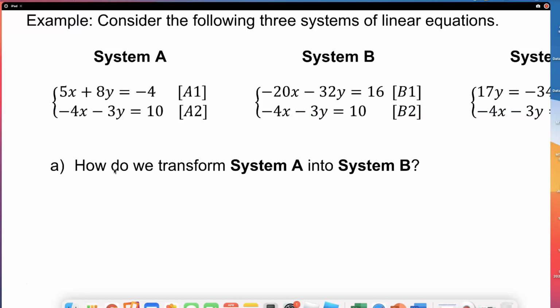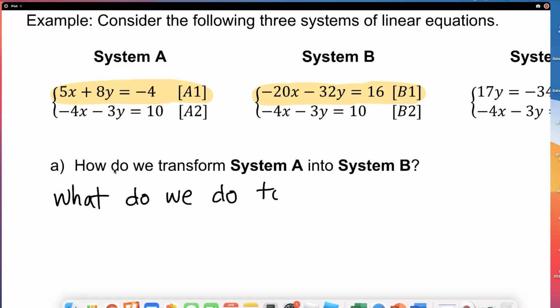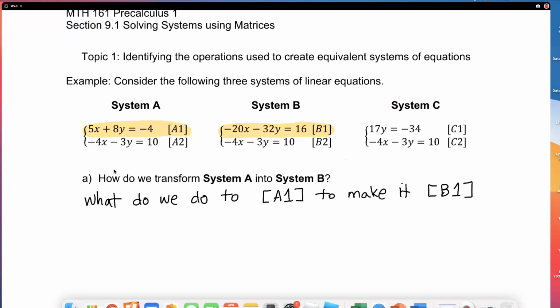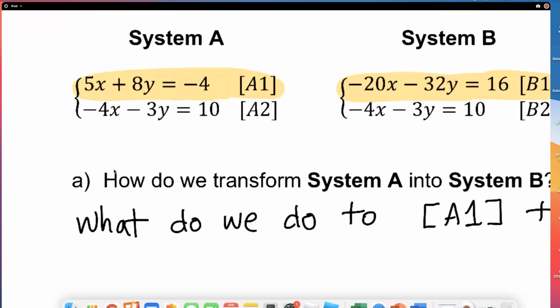If you look at A1, the first equation, the top equation of system A, 5x plus 8y equals negative 4, it changed, didn't it? It changed to negative 20x minus 32y equals 16. So your question is, what do we do to A1 to make it B1? So what did they do? That's the question, right? So take a look. I think I have an idea.